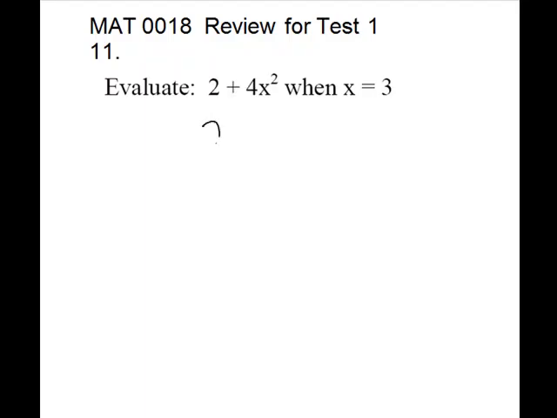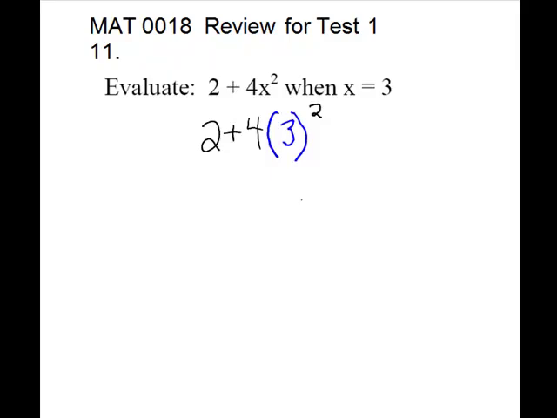So I'm going to keep my 2 plus 4. Here I'm going to denote multiplication, and I have an exponent, so I'm going to use parentheses. The 3 goes inside the parentheses. The exponent only goes to that x value, which now is 3. Now you're ready to go with order of operations.